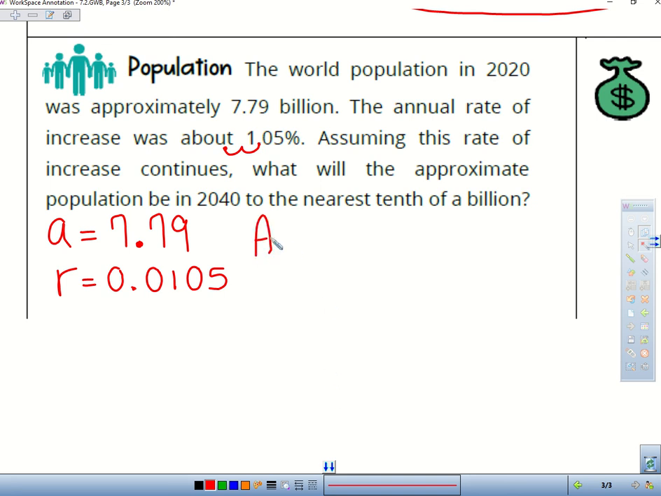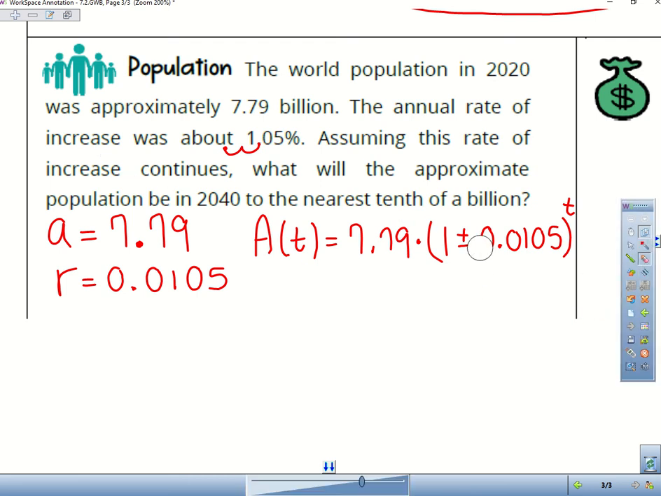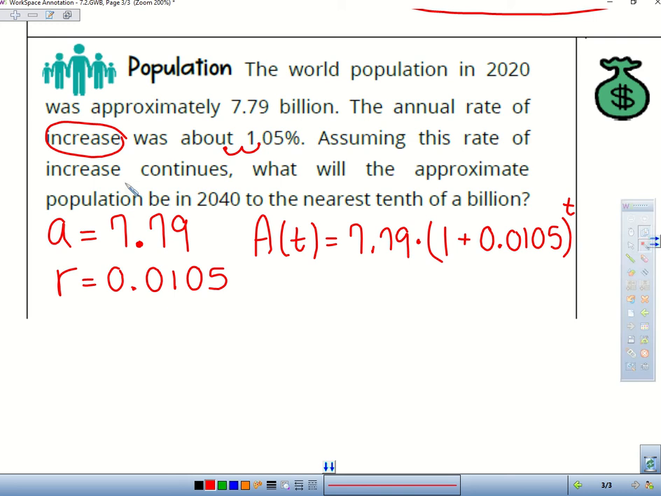So that's going to be A of t is equal to your little a times 1 plus or minus your rate to the power of t. But we need to determine if it's plus or minus. Why is it plus here instead of minus? Because you're trying to see the growth. Good. It says the word increase, right? So you have to look at the context of the question and determine if you're adding or subtracting. Does that make sense to everyone?